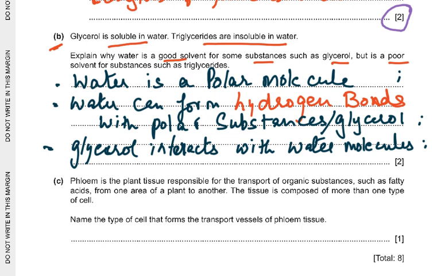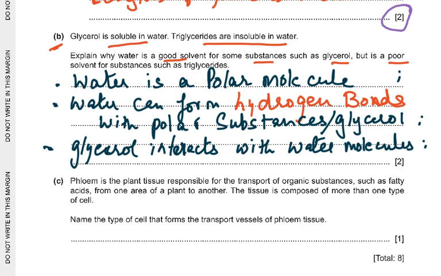So the wordings of it: water is a polar molecule, water can form hydrogen bonds with polar substances, could be glycerol, and glycerol interacts with the water molecules, or you can say they're hydrophilic. So you could have written all this.